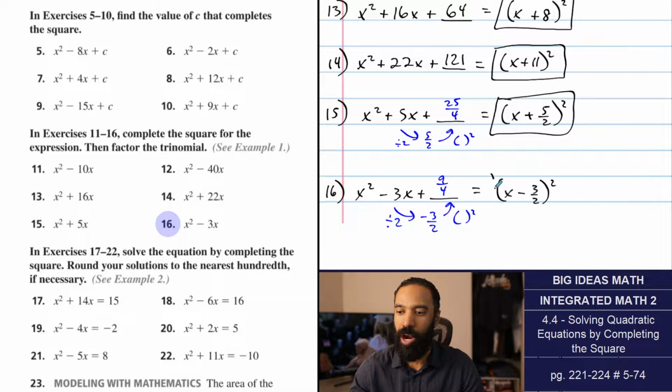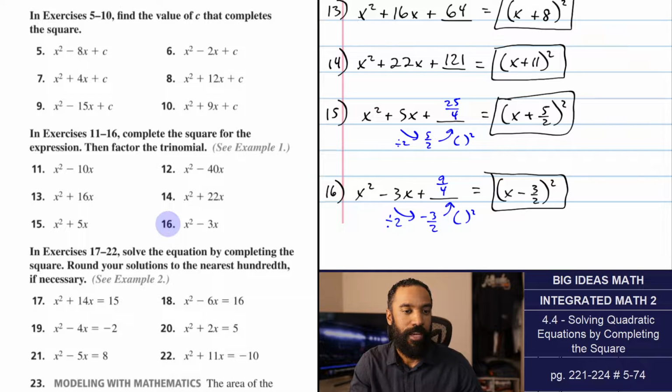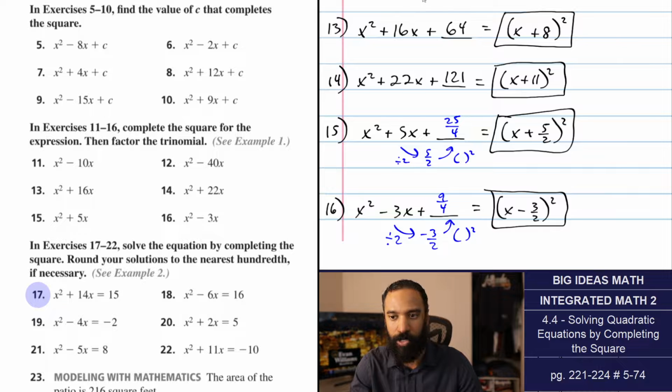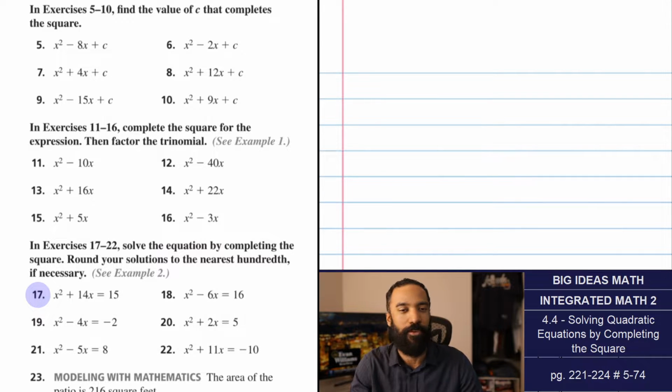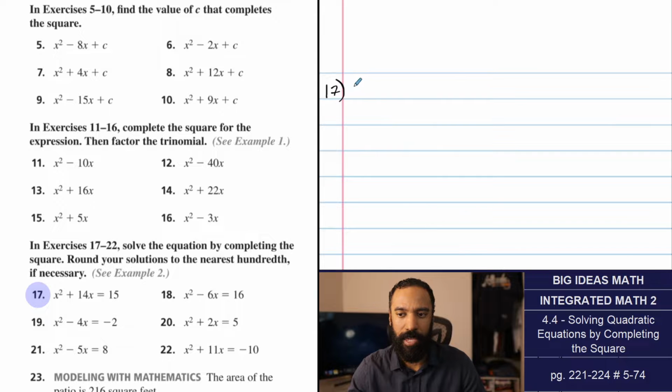Okay, so those are the first several problems before we are now going to solve by completing the square on numbers 17 to 22. They do say to round your solutions to the nearest hundredth if necessary. We would only do it for irrational solutions. Anything else we can calculate for ourselves, or they will just be exact integers. It looks like they'll probably start with some exact integers here and there to get you warmed up, and then we hit the irrationals. So I'll have to get my calculator ready.